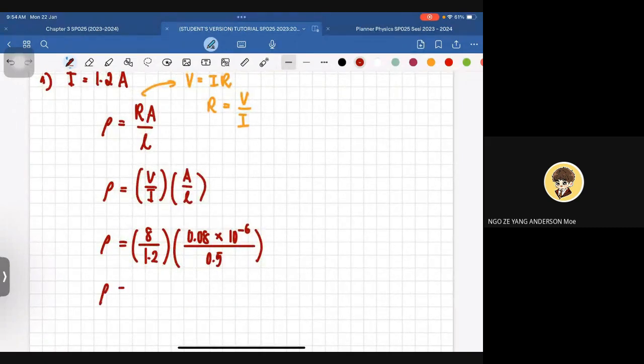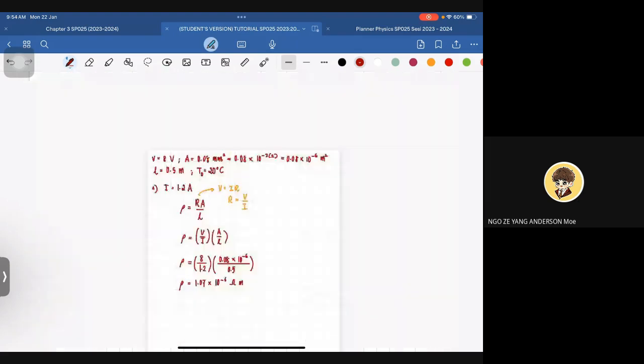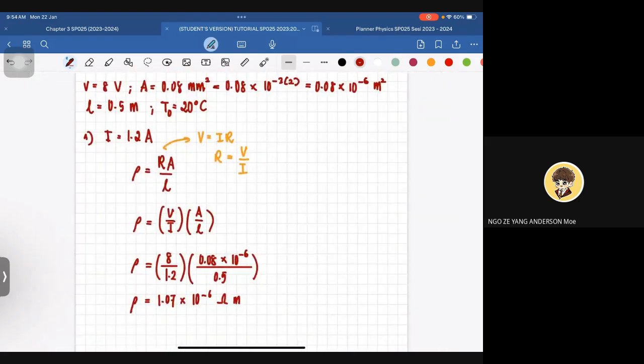Okay, so from here, resistivity is 1.07 times 10 to the power of negative 6 ohm meter. Okay, so itu untuk resistivity. Next, okay kah ni? Boleh kah? Kamu sedang menyalin kah? Kamu screenshot?